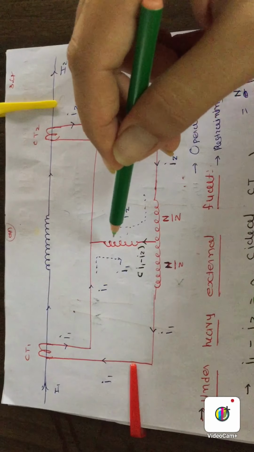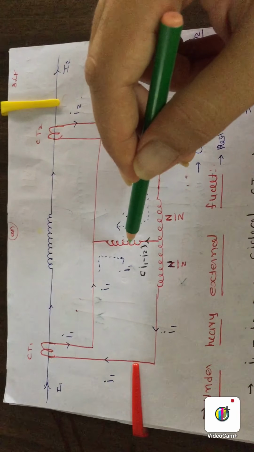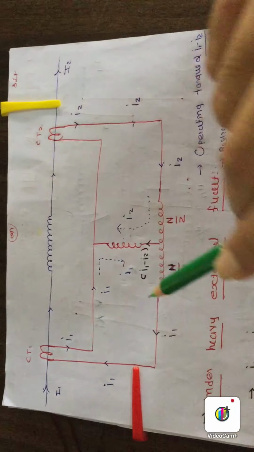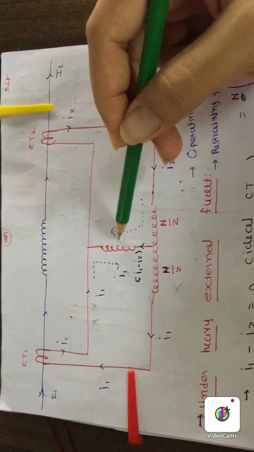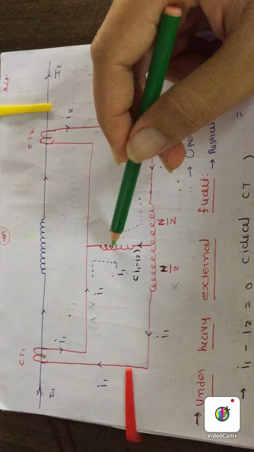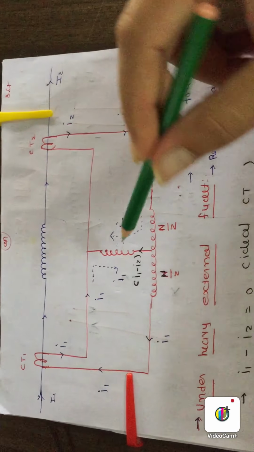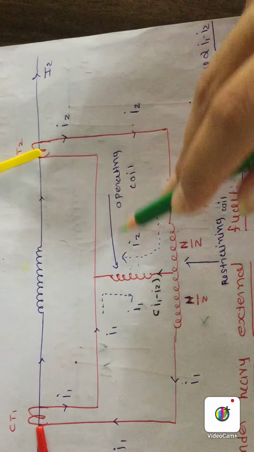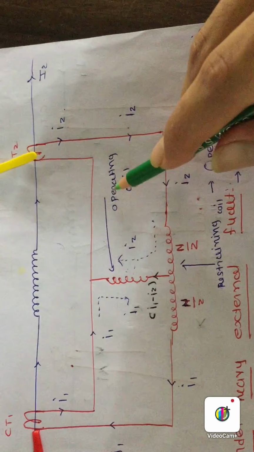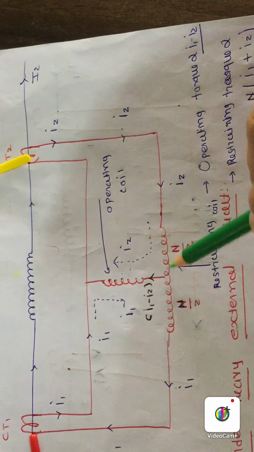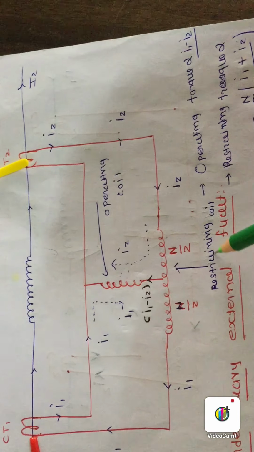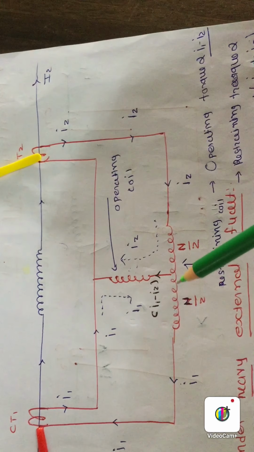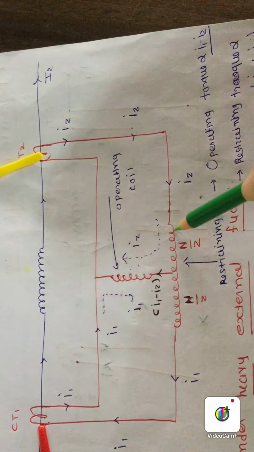Here you can see that the main difference between simple differential protection and percentage differential protection is this coil. This is the operating coil. This coil is known as the operating coil. This is the restraining coil. This coil, which is divided into two parts, is known as the restraining coil. Now the main difference between simple and percentage differential protection is the restraining coil.